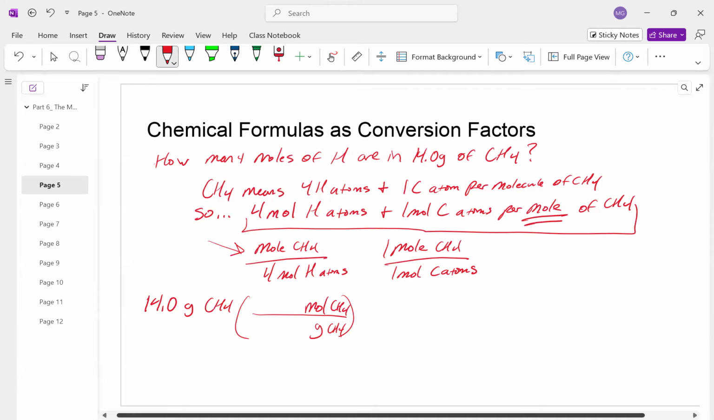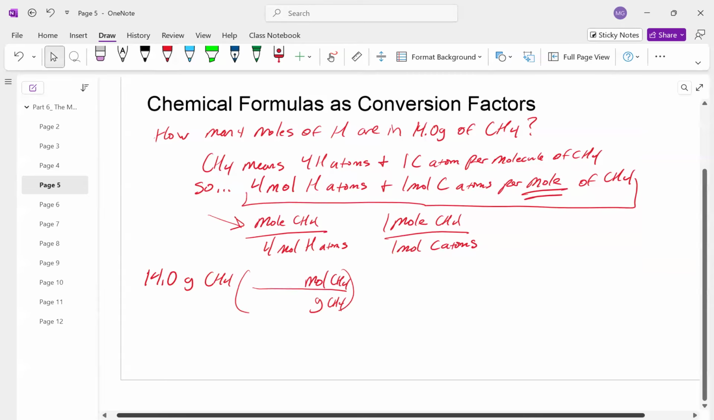Now, for the sake of time, I'm not going to go through that whole calculation. You do need to be responsible for it. If I'm not nice enough to give it to you, you need to know how to calculate molar mass. So for CH4, 1 mole weighs 16.043 grams. Now, this would tell me how many moles of CH4 I have. The question is asking me for moles of hydrogen. So I'm going to use the conversion factor up above that I just established.